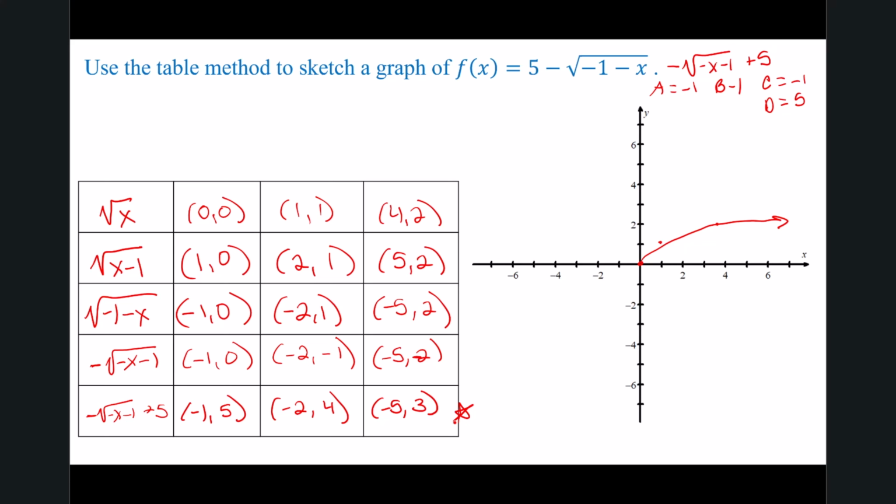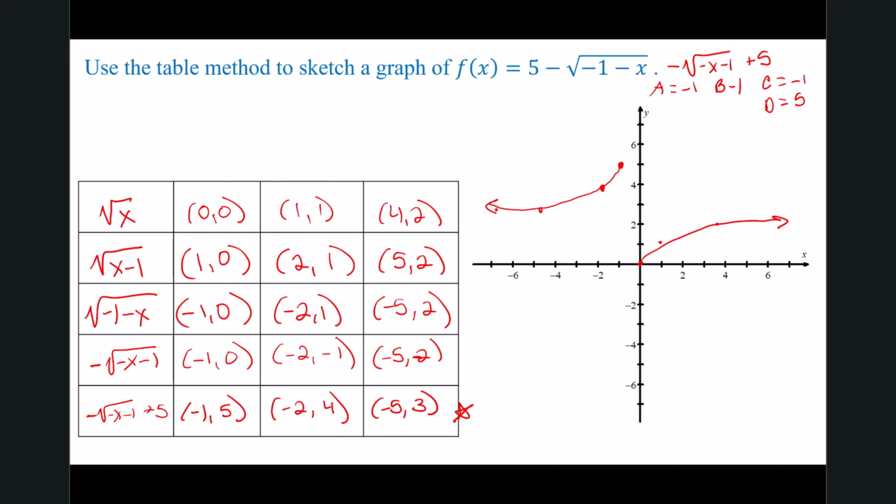So let's graph those points. We have negative 1, 5, should be about right here. Negative 2, 4, should be about right here. And negative 5, 3, which is about right here. So if I sketch my graph, it looks like this right here.